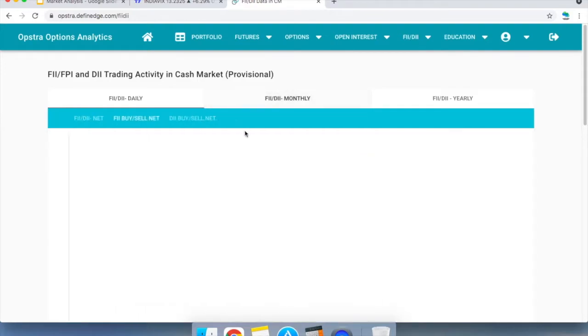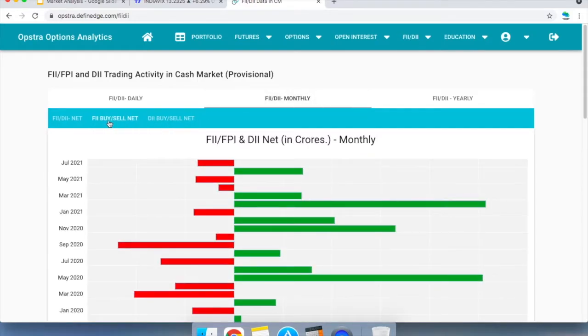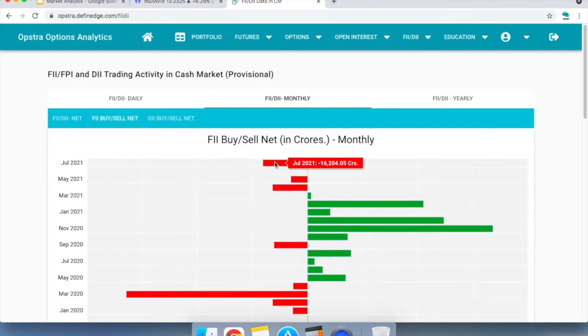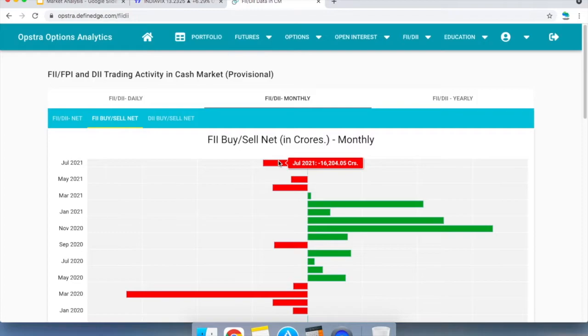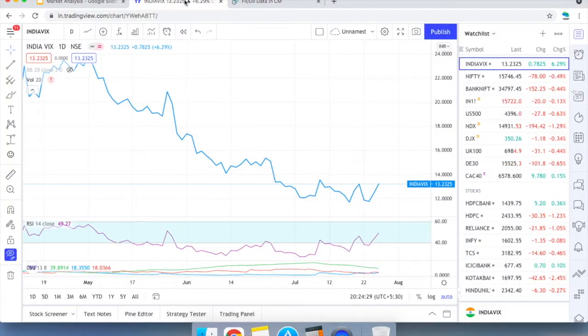So if you look at the monthly data, you can see that 16,200 crores only in July was sold, and 12,400 crores was bought, right? So this is the kind of selling that is happening from the FII side, which remains a concern, right?